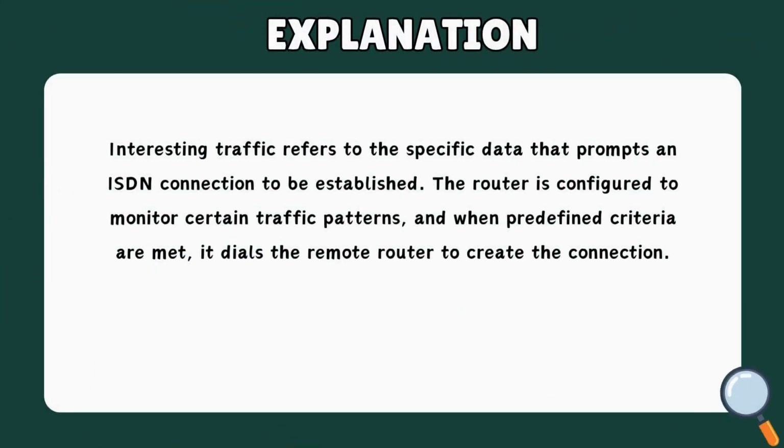Interesting traffic refers to the specific data that prompts an ISDN connection to be established. The router is configured to monitor certain traffic patterns, and when predefined criteria are met, it dials the remote router to create the connection.